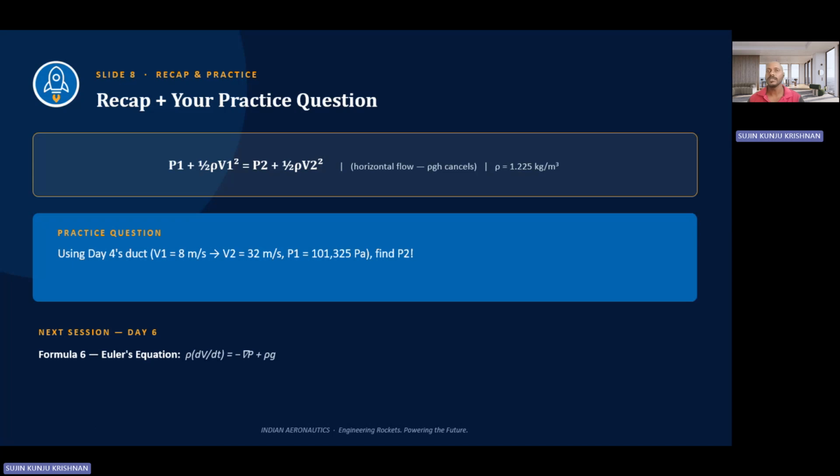That's Bernoulli's equation done, arguably the single most important formula for understanding lift. Tomorrow, day 6, we generalize this even further with Euler's equation, the differential form that Bernoulli is actually derived from. See you then.